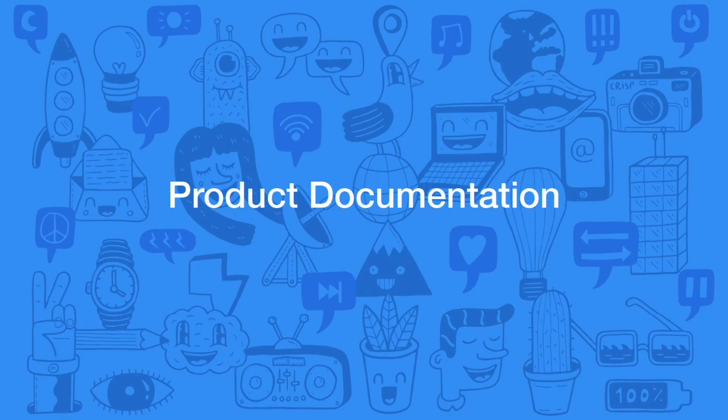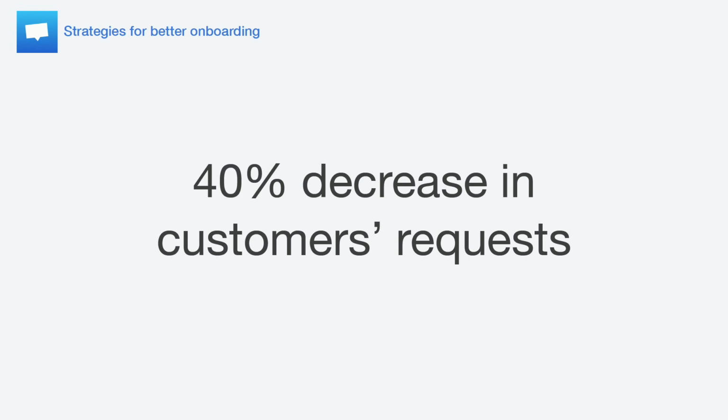So, product documentation. Product documentation, also known as docs, is a way for you to decrease customer requests. And that's what we've seen while using our own knowledge base to help our users be much more autonomous. Thanks to our knowledge base, we decreased customer requests by 40%, which is really interesting when you're trying to make your customers more autonomous.